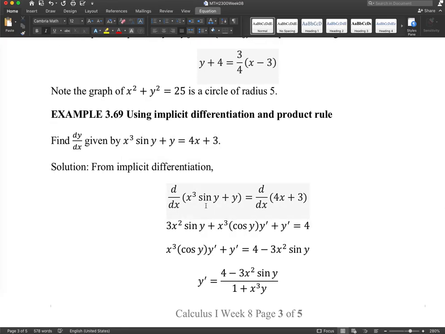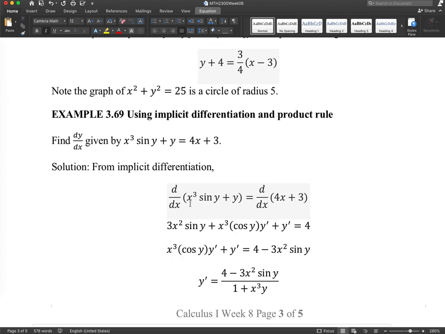And then the first term is a product, so for the derivative with respect to x, you're going to use the product rule. U is x cubed, v is sine y. Keep in mind, y is implied as a function of x. So using the chain rule and the product rule, I get the derivative of this part, x cubed times sine y, is 3x squared sine y plus x cubed times the derivative of sine y, which is cosine y. And don't forget there's another y prime at the end.